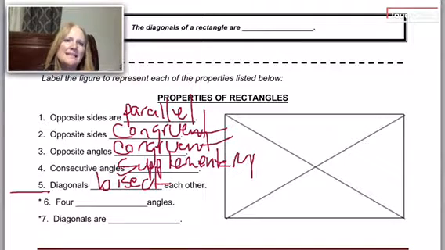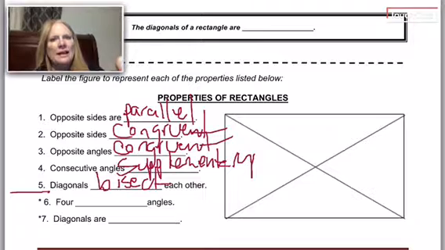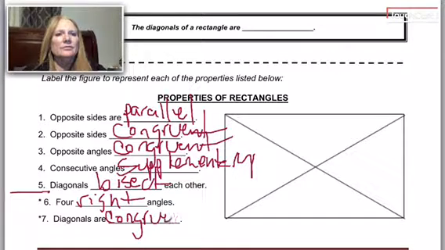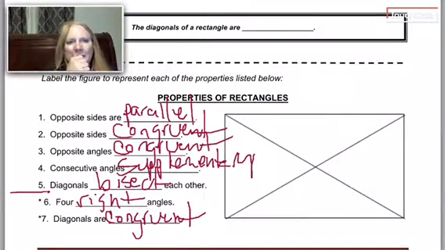Now we have 2 additional properties of a rectangle. We have 4 right angles, and the diagonals are congruent. Okay, so pause if you need to and make sure that you have all of these properties.